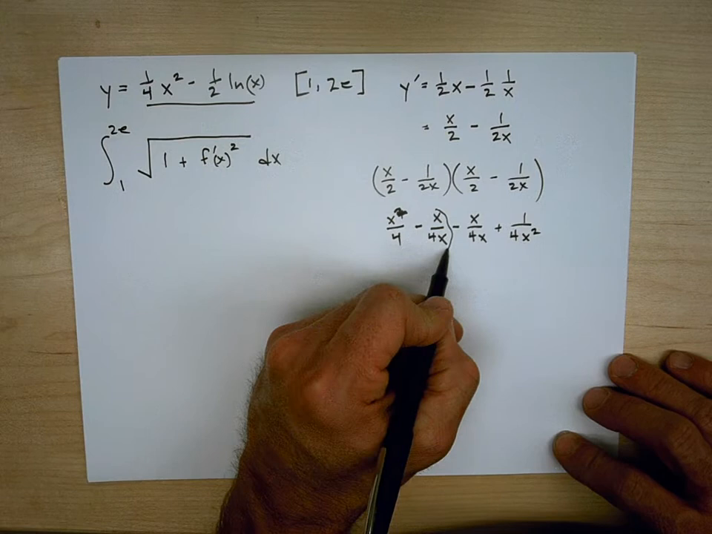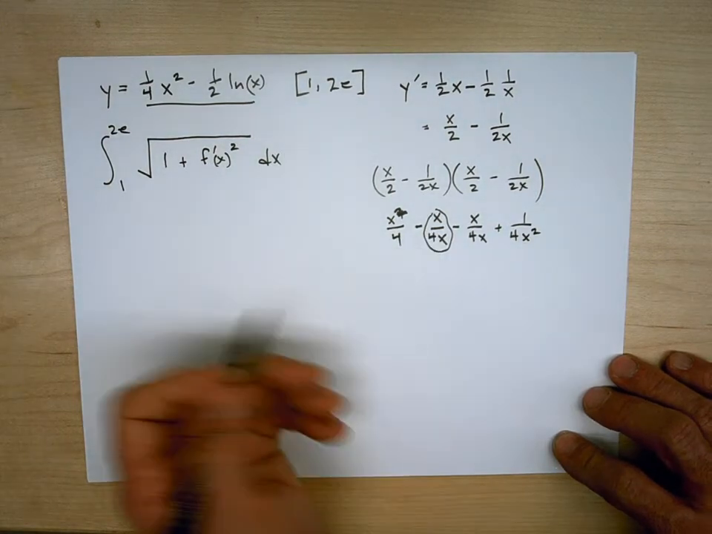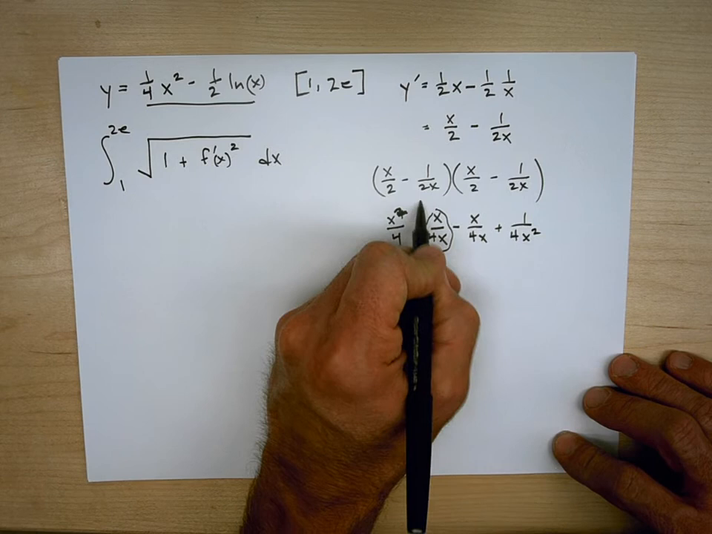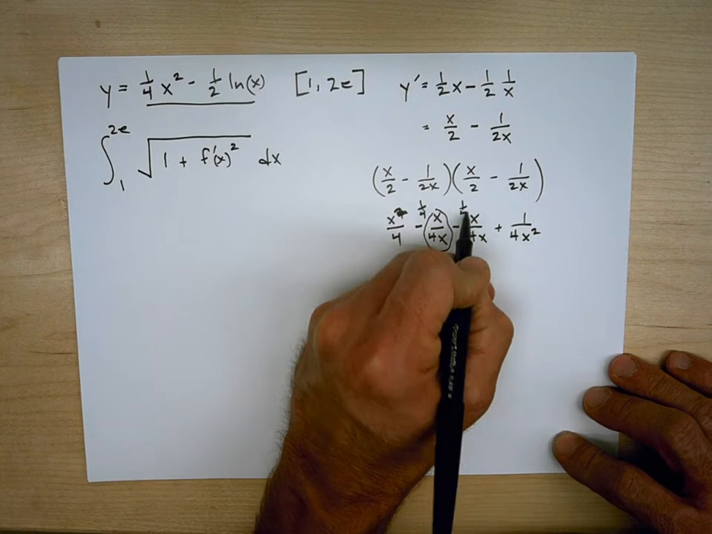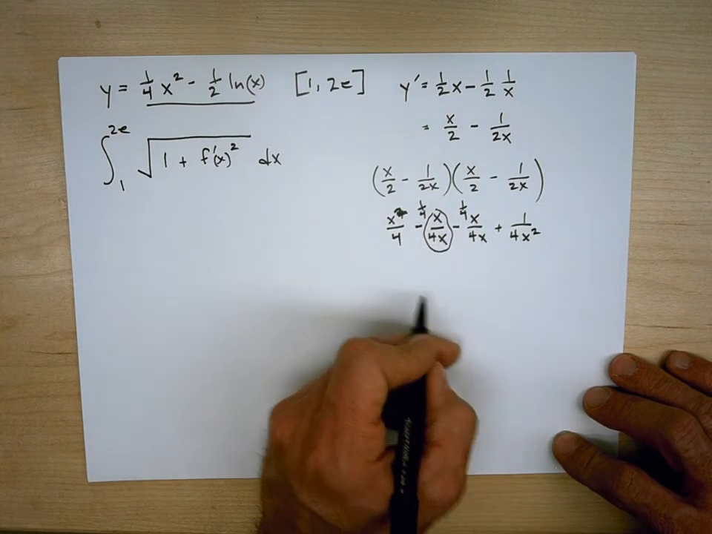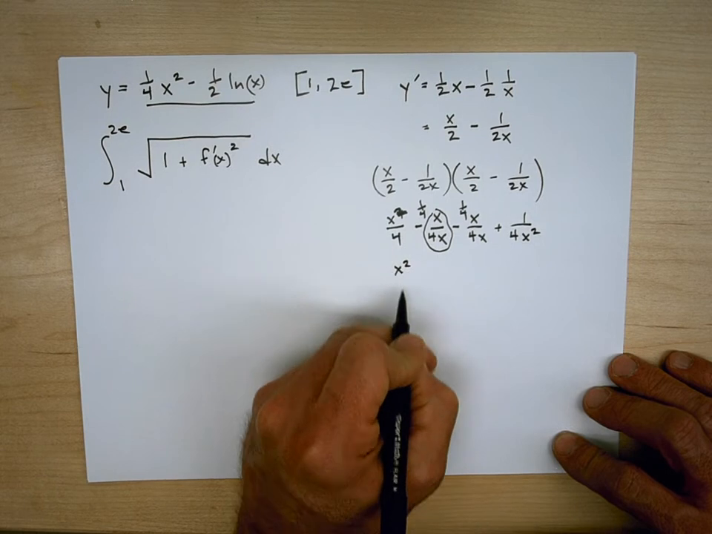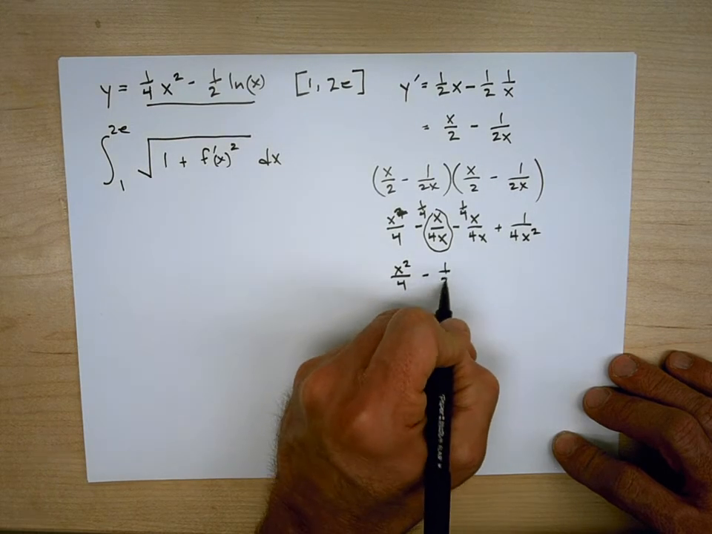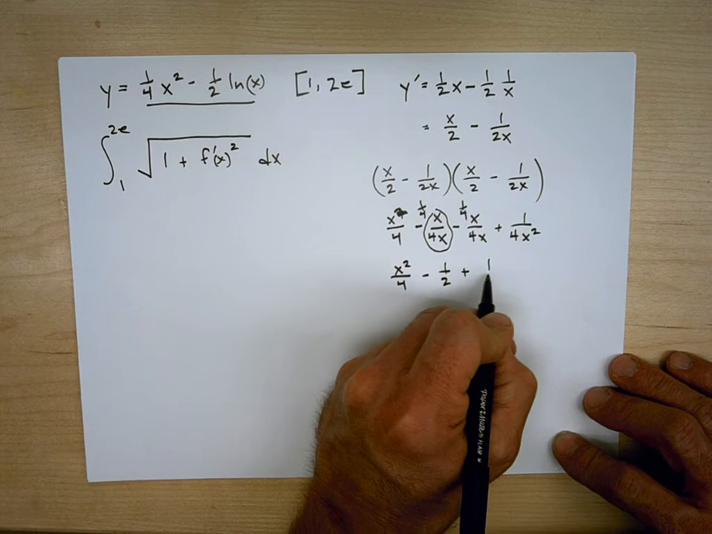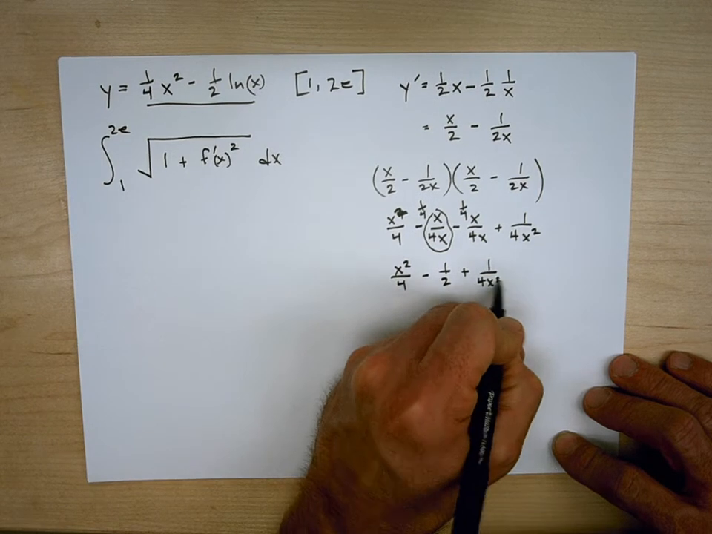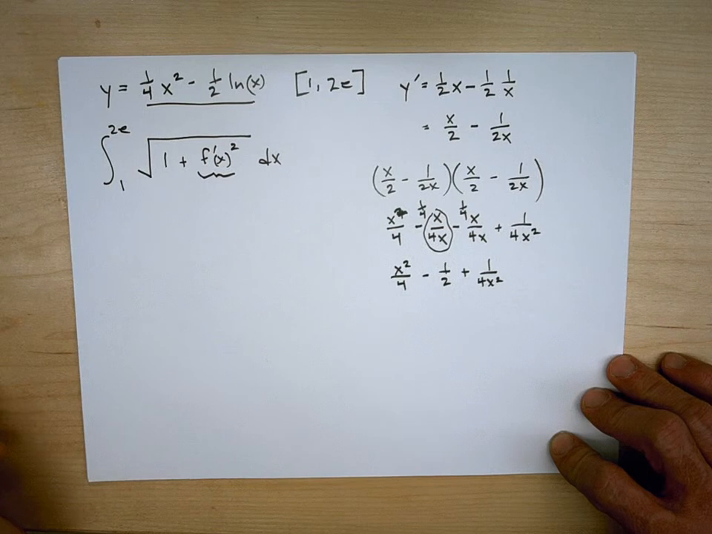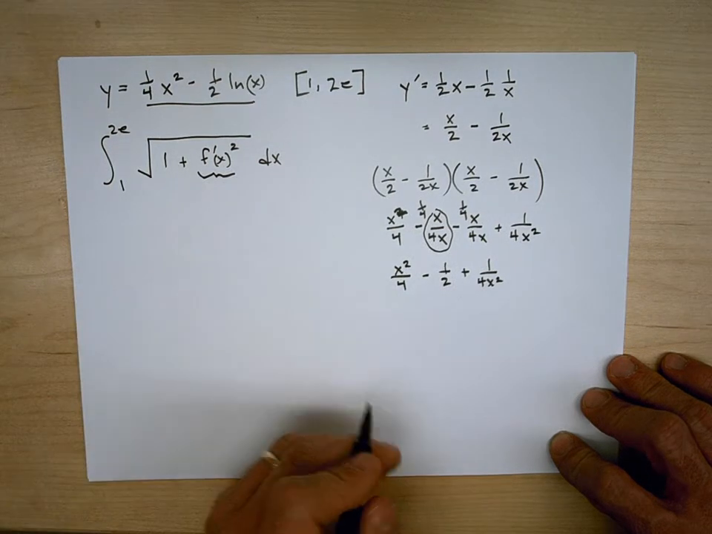So let's try to simplify this a little bit. Notice that I've got x over 4x. So that's just going to be 1/4, and I have another 1/4 here, right? So I'll have minus 1/4 minus 1/4. That's going to give me minus 1/2. So I have x squared over 4 minus 1/2 plus 1 over 4x squared. So that's this piece right here. That's my derivative squared.